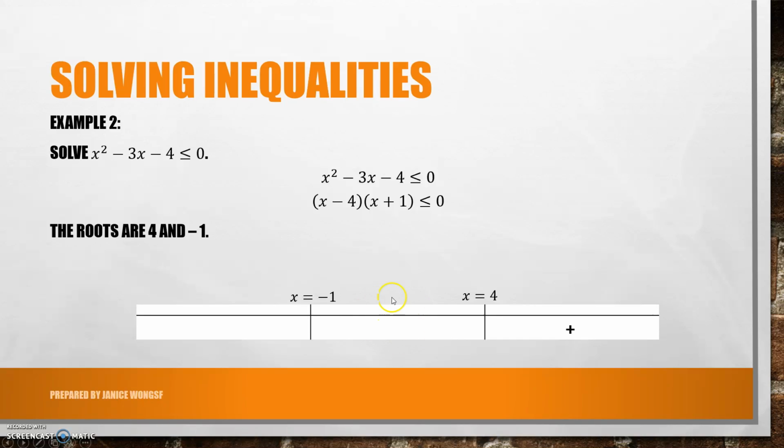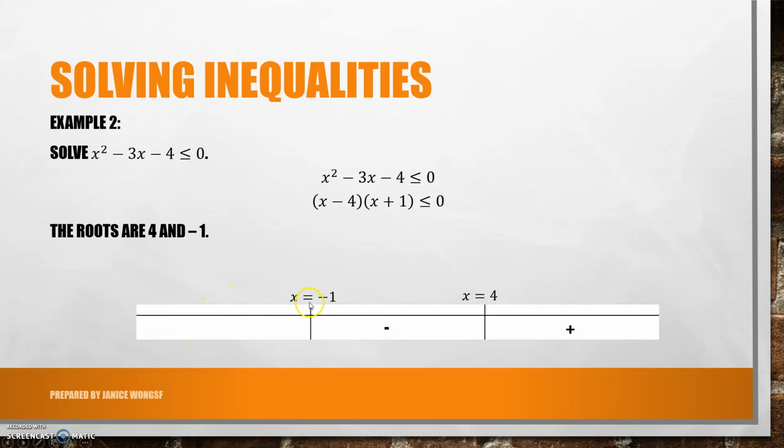Here, choose another value in between x equals to -1 and x equals to 4. And check what is the sign for this interval. I choose x equals to 0. 0 minus 4 times 0 plus 1. I get -4, right? -4 is a negative sign, so place a negative sign here.